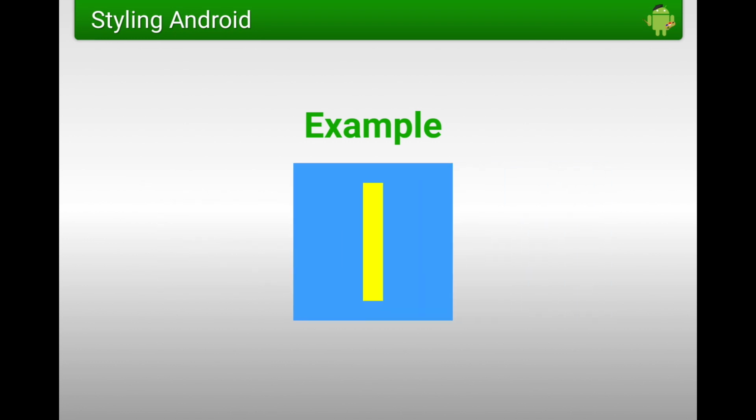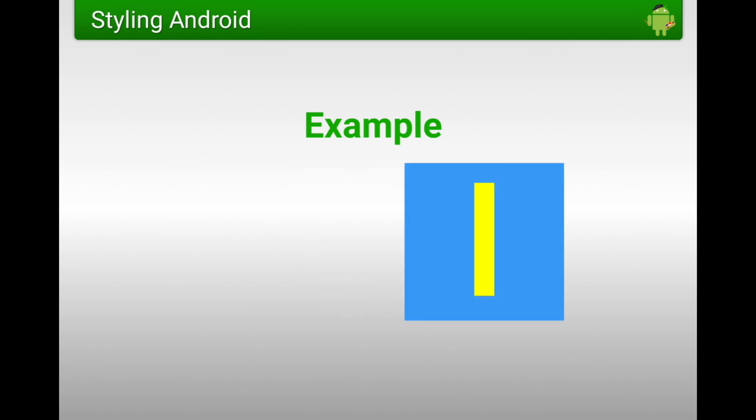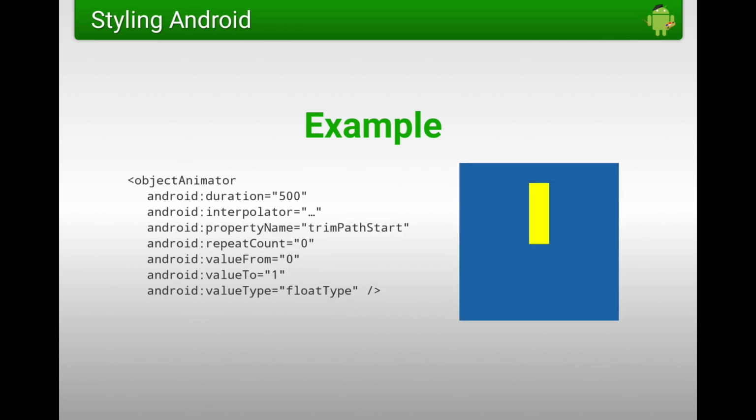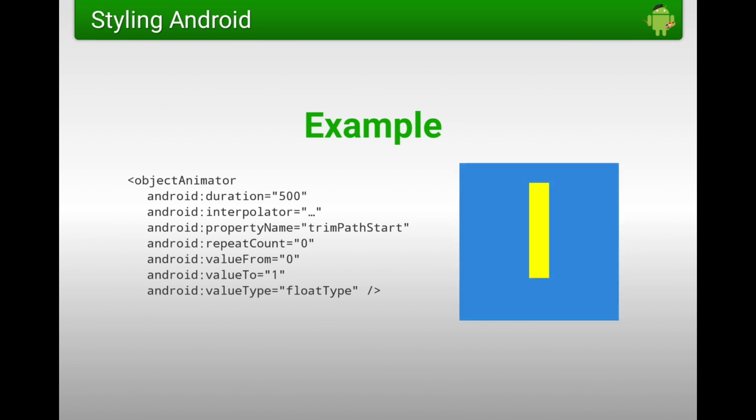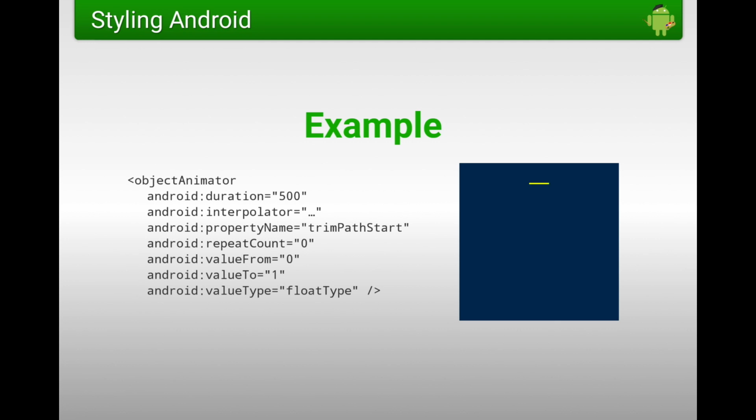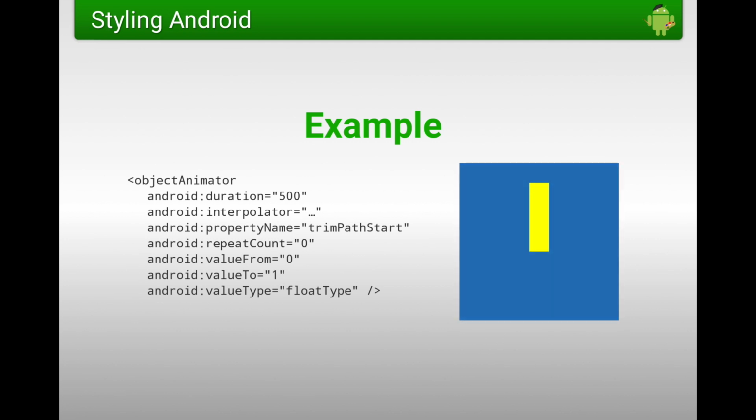The next thing we do is we draw a line. This is a very simple line between two points. We color it yellow. We then animate it. We use what's called a trim path animation. If you're not familiar with trim path, it's a really nice way of animating stuff. It takes a fixed path and we'll just draw a part of it.